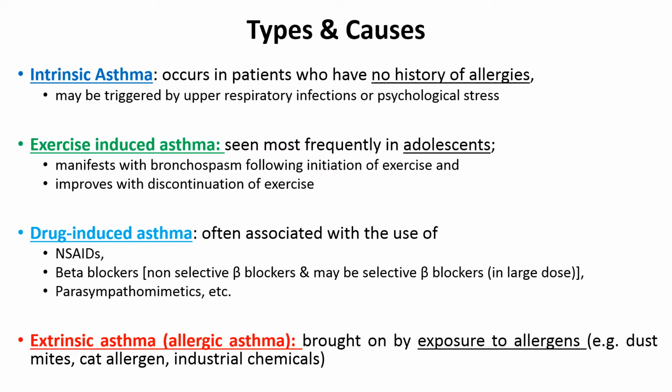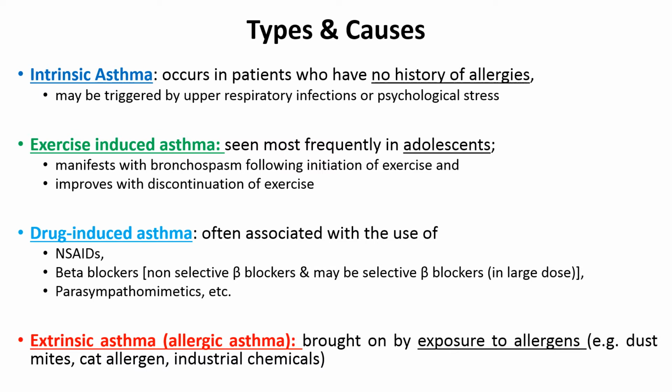Then there is one category of asthma we call exercise-induced asthma, mostly seen in adolescent patients, and as the name itself makes clear, the attack is usually precipitated by exercise. The next category of bronchial asthma is drug-induced bronchial asthma. We had discussed in non-steroidal anti-inflammatory drugs that NSAIDs can precipitate an attack of bronchial asthma by diverting the prostaglandin metabolites towards the lipoxygenase pathway.